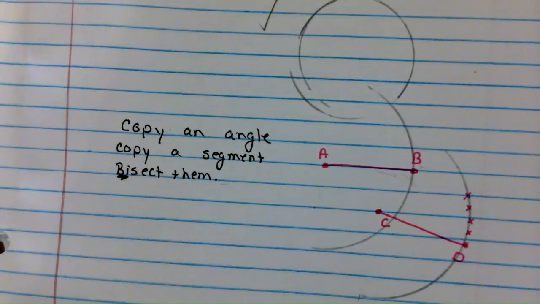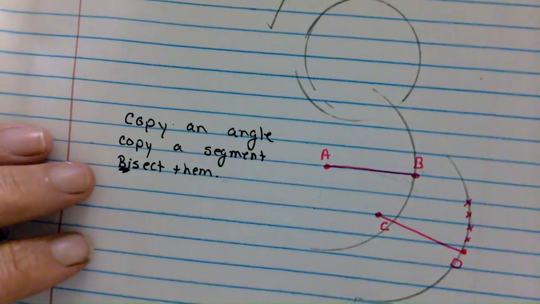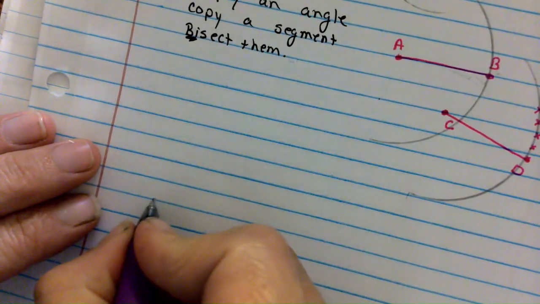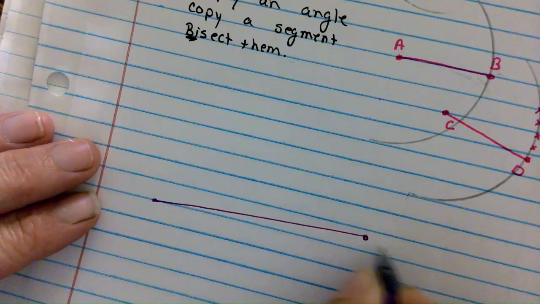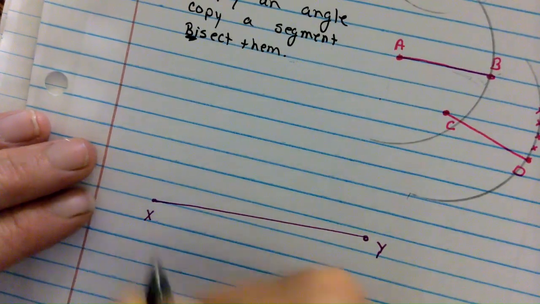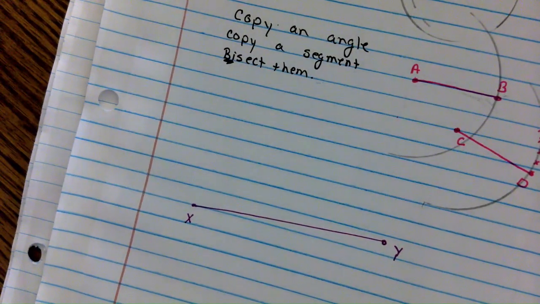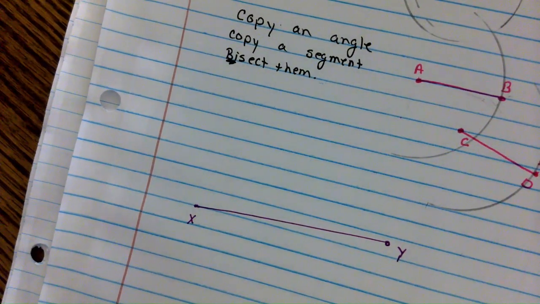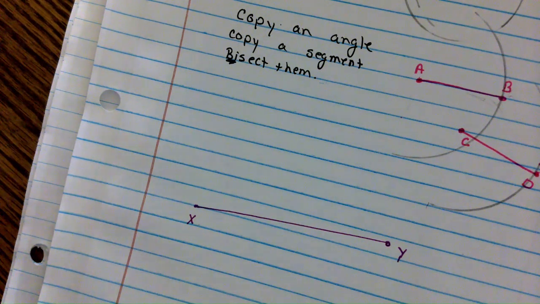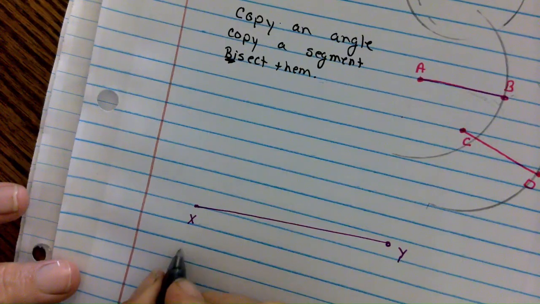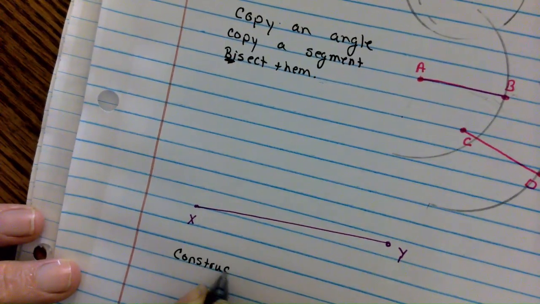So how could we actually start doing this? Well, I'm going to draw a line, X to Y. And I don't want a ruler anywhere in your hand, because if you have a ruler in your hand, that's going to kind of defeat the idea. Okay? We are going to construct what's called a perpendicular bisector. Okay? So we are going to construct a perpendicular bisector.